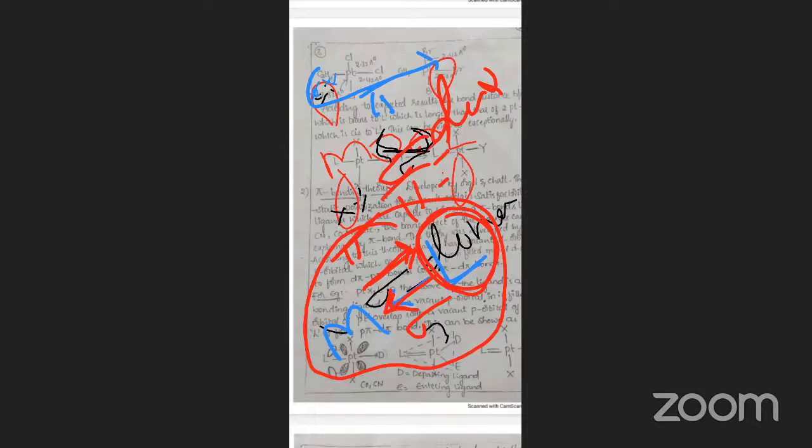So Sidgwick and his co-workers proposed one theory, the pi bond theory. Actually, not Sidgwick, Orgel is the scientist. The pi bond theory was developed by Orgel and his co-workers.